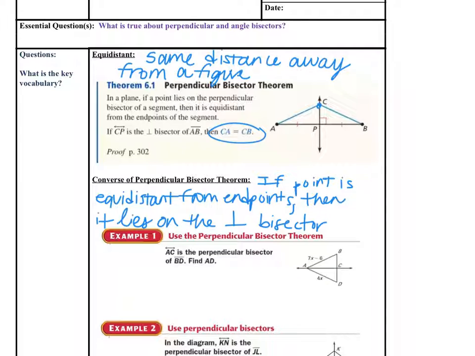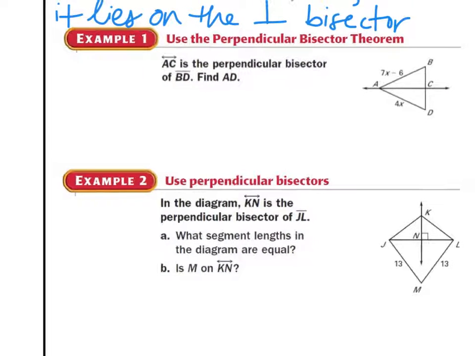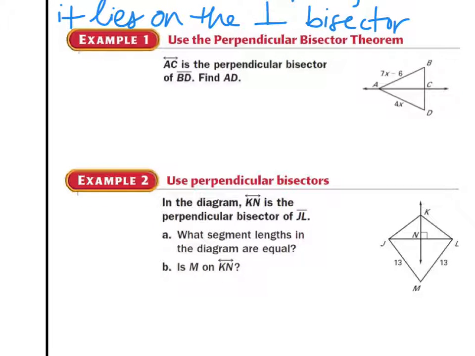Okay, two examples. One, we are told that AC is a perpendicular bisector. You need to find AD. So since we know that it's a perpendicular bisector, we know that these two, BC and DC, obviously those are congruent because it's bisecting that. But what else do we know to be congruent, Aiden? AB and AD. Yeah. So these two would be equal. AD, AB.